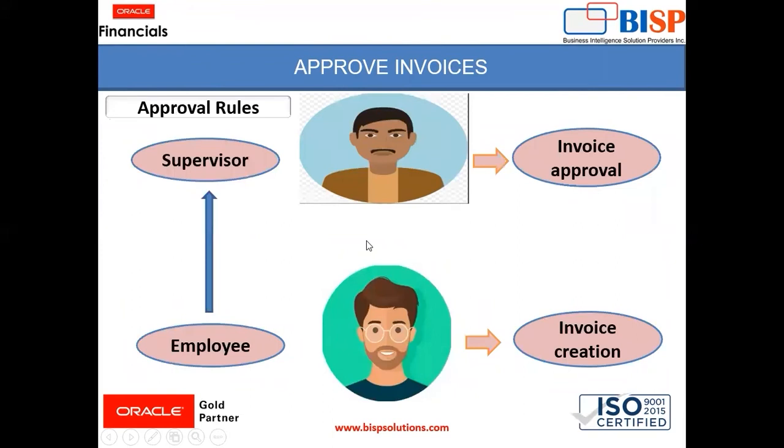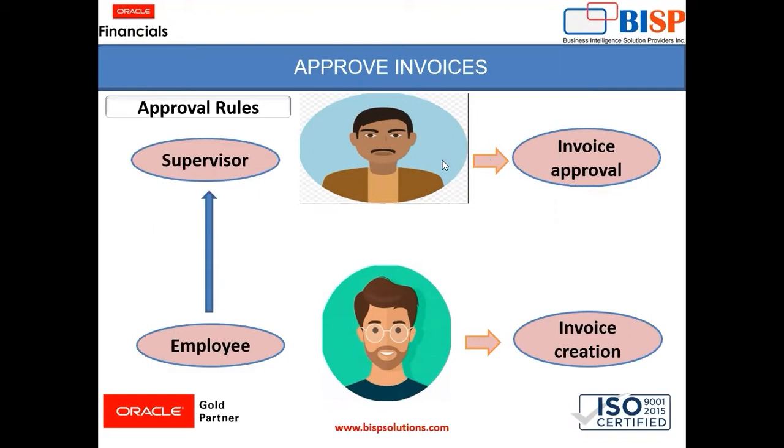Now, here is one more example of an approval rule. Here is an employee of an organization who has the authority to create an invoice, and each and every invoice created by this employee gets approved by the supervisor. So this is one more example of setting a rule for getting an invoice approved. So like this, you can set n number of rules for approving the invoices in the application.